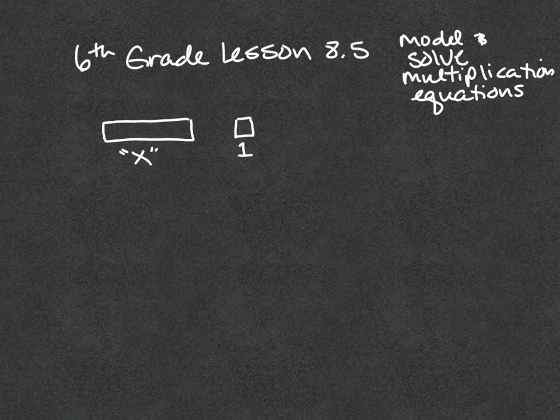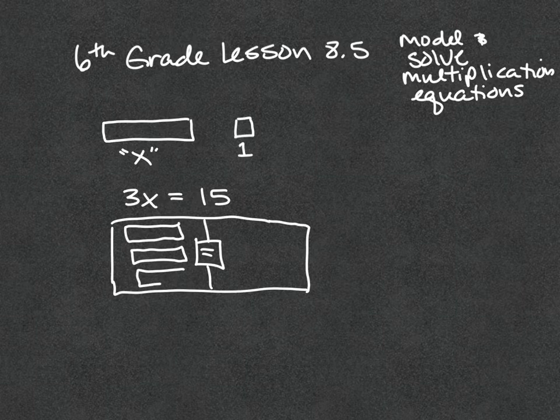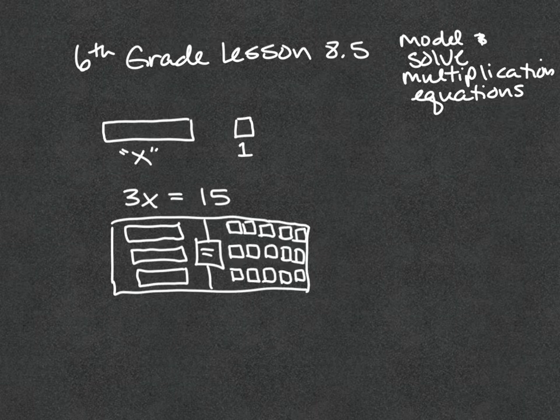So they start off by asking us to model the equation 3x equals 15. So we'll get our mat, and on one side of the equation we'll put 3 x bars, 1, 2, 3, and on the other side of the equation we'll put 15 ones across here. And there we go. I have 3 x's equal 15 ones.